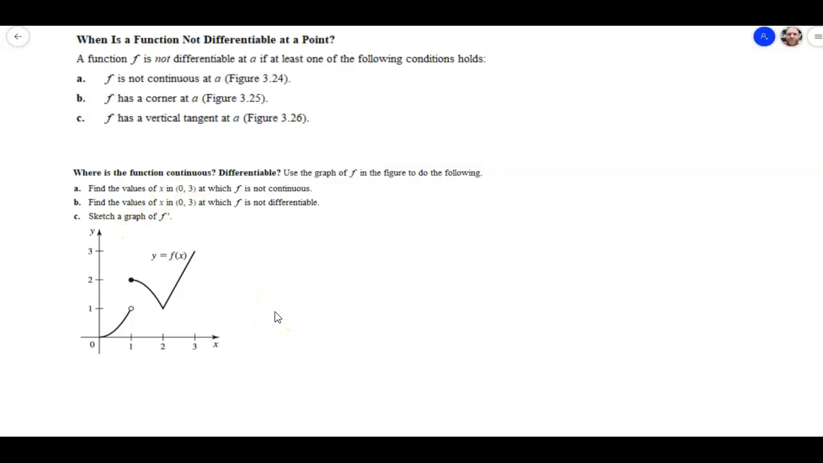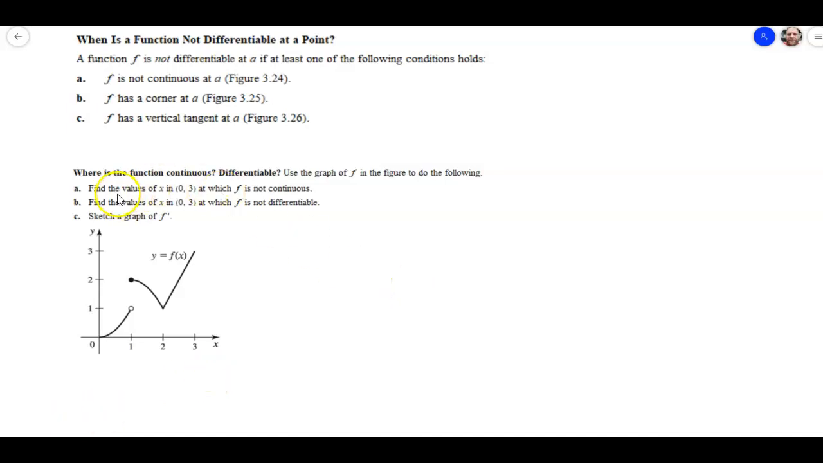So go ahead and take a look at this, see what you can do, or excuse me, sketch a graph of the derivative f prime. So try it out, pause the video, see how you can do it, and then we'll take a look at it.